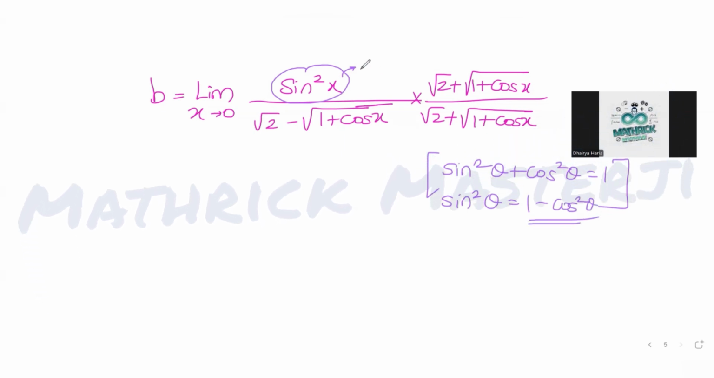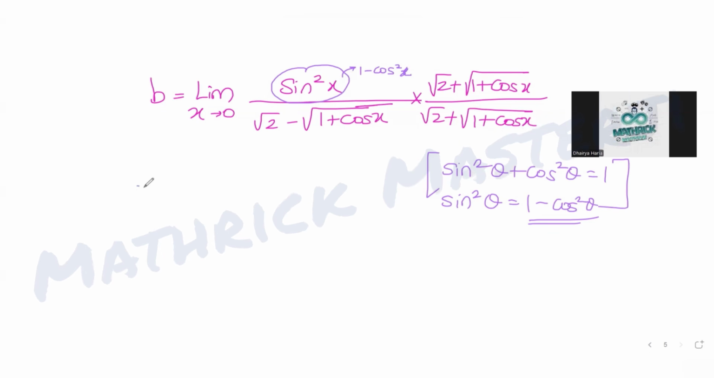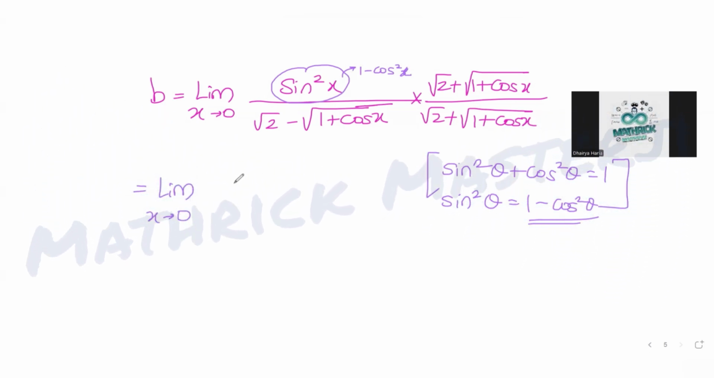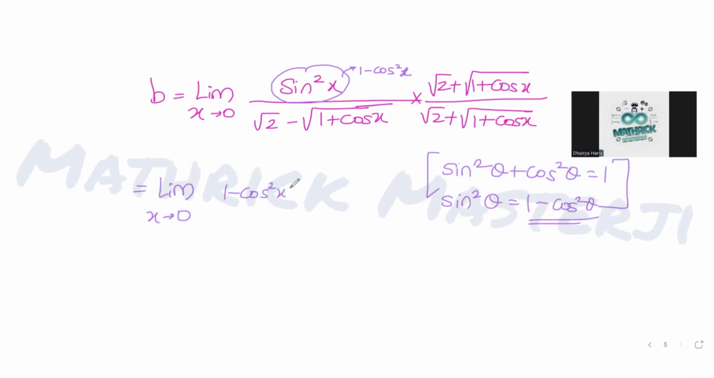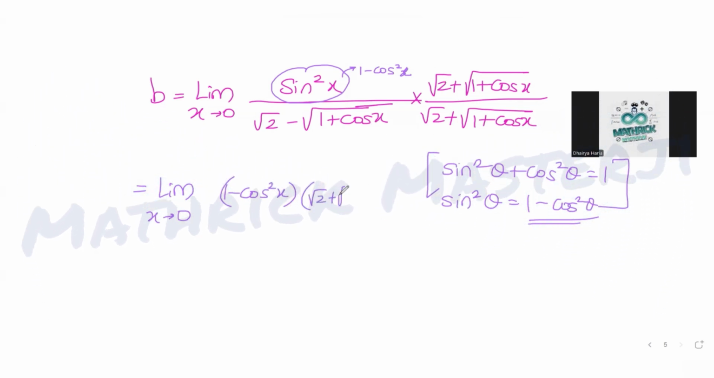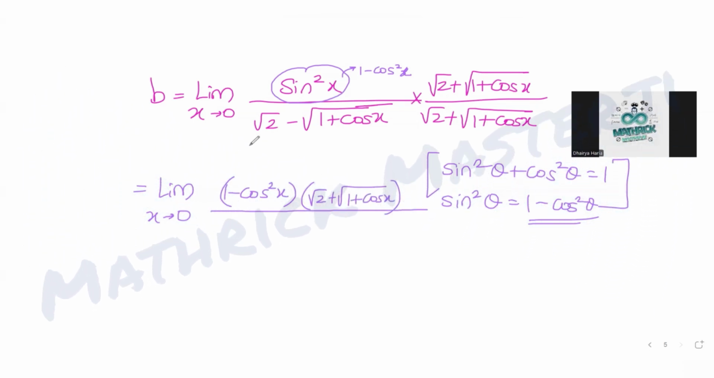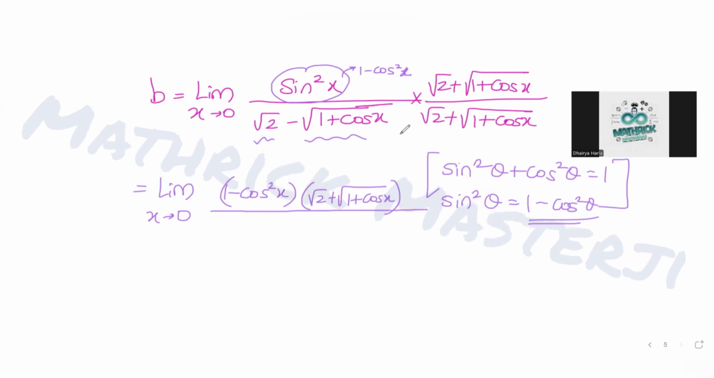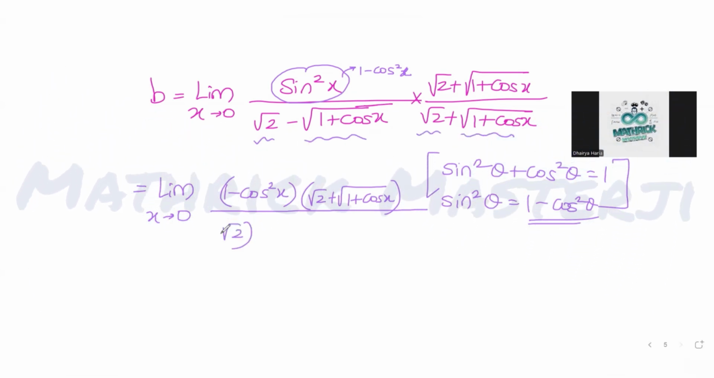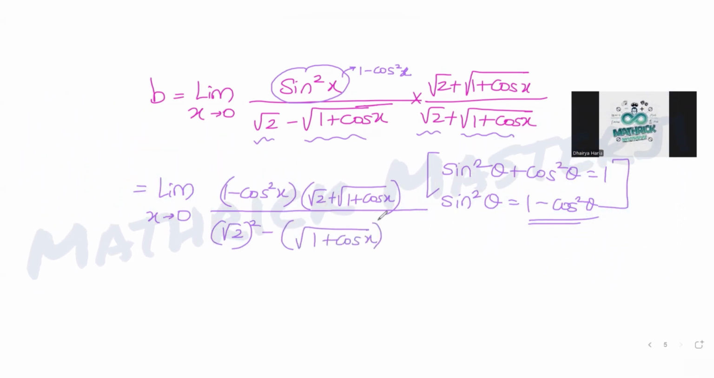So I can use the idea to write this as 1 minus cos square x. Once I can use that, I can just solve this further. Limit x tends to 0, 1 minus cos square x, and this entire term is as it is. So square root of 2 plus square root of 1 plus cos x. The whole thing is divided by a minus b times a plus b, which is a square minus b square. So root 2 squared minus root of 1 plus cos x squared.